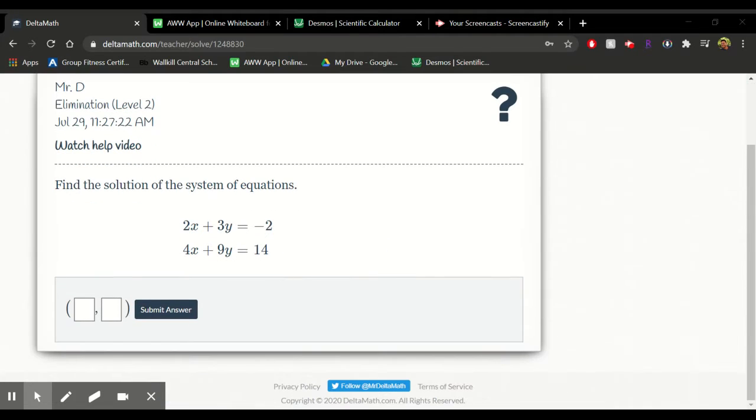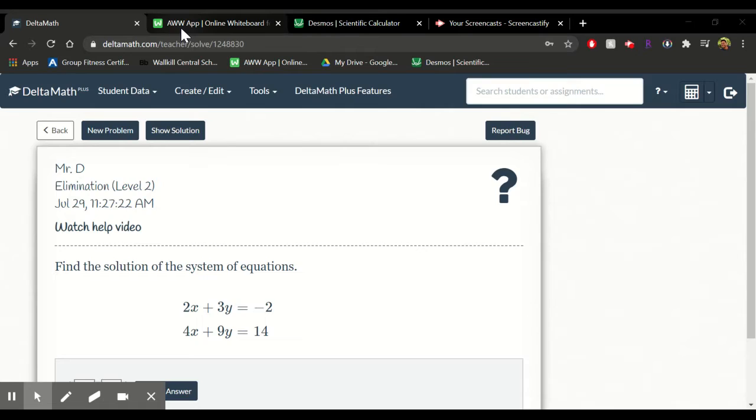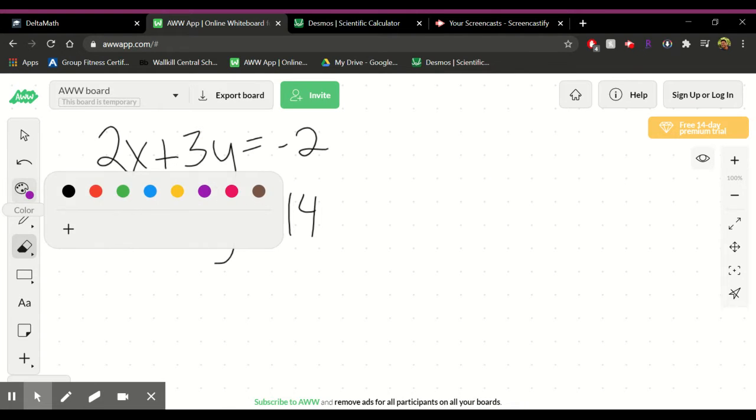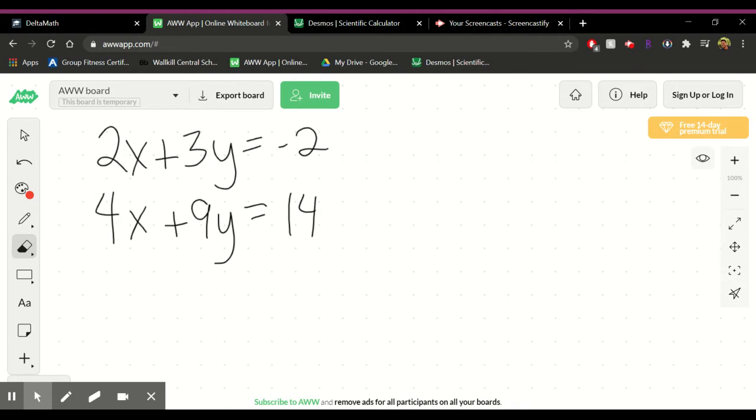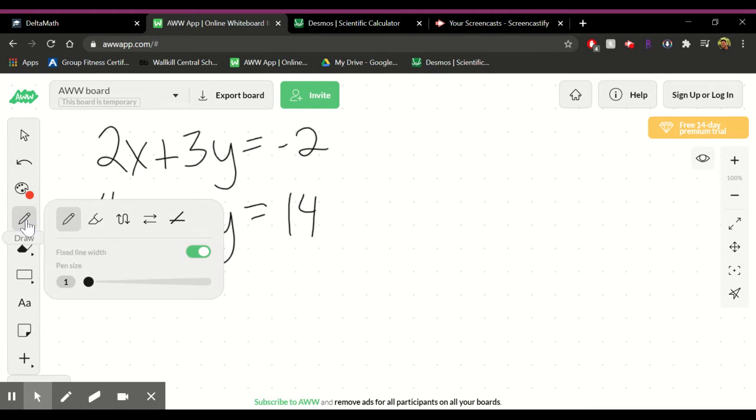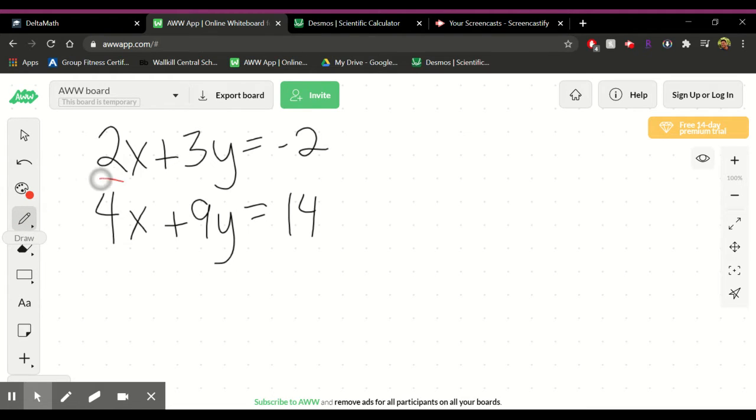All right, so we notice that you can't just add or subtract these together in order to cancel one of the variables out. So here's what we do. I wrote this on my separate paper. I'm going to take this number and write it down here. This number, I'm going to write it up here. Now I have to distribute those, but also I have to get them to eliminate.